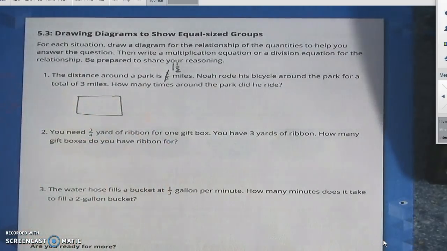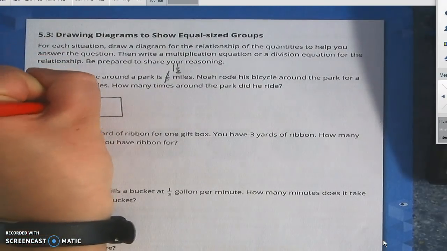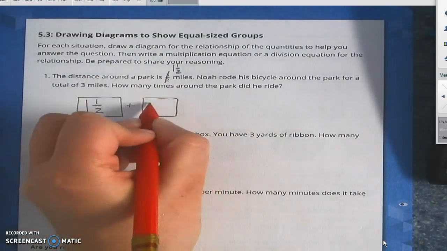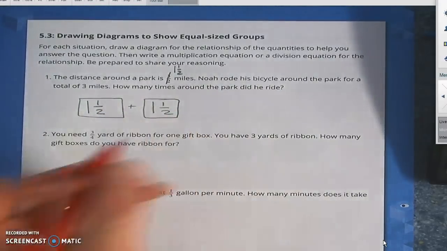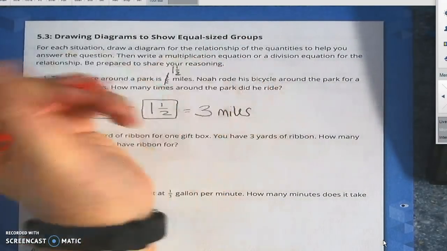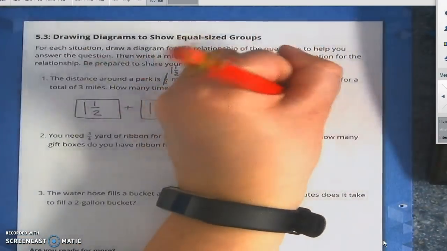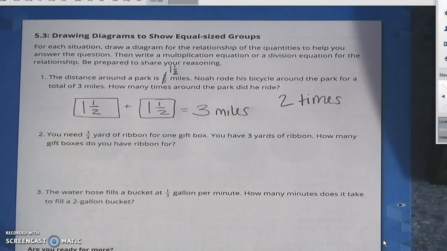Well, 1 time around would be 1 1/2. A second time around would be another 1 1/2, and 1 plus 1 is 2, and 1/2 plus 1/2 would make that 3. So 2 times around the park was how long it took. Your picture does not need to look like mine. It just needs to somehow show that he went around 2 times and they were each 1.5 miles.